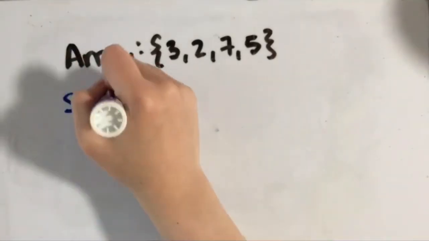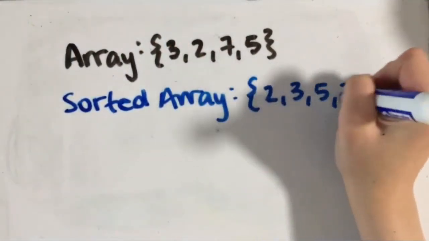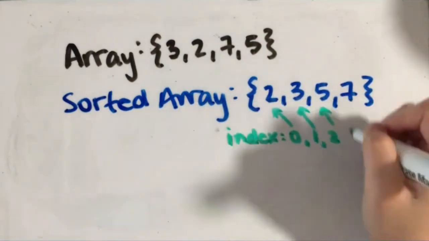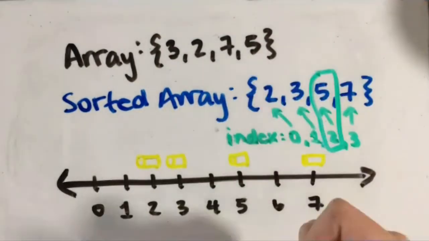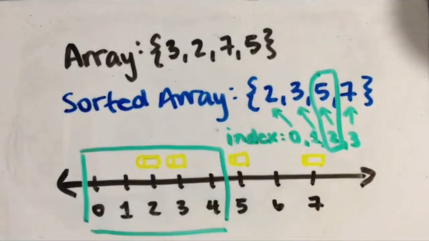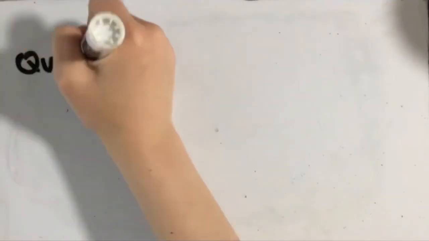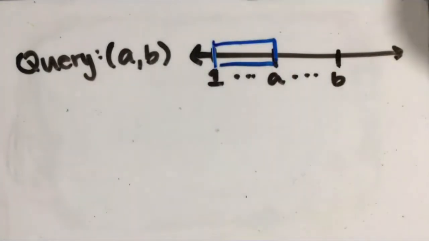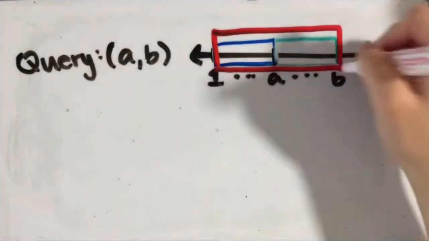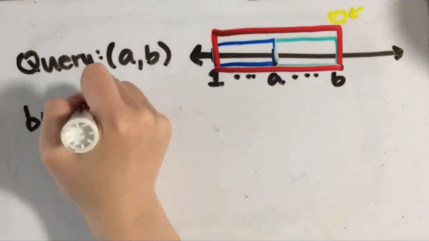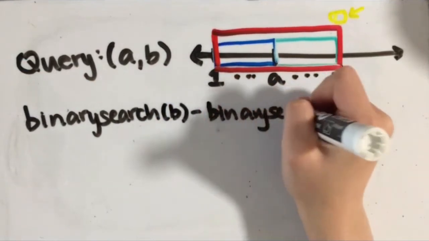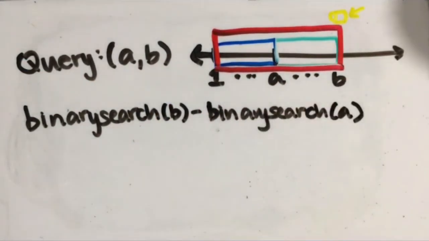We first sort the array in increasing order. Now, the index i of a value k tells you how many hay bales there are between 1 and k, excluding k. For each query A B, we can find the answer by taking the number of hay bales between 1 and B and subtracting that by the number of hay bales between 1 and A. Thus, we can just binary search for the indexes of A and B, and then subtract them to get the number of hay bales between A and B.